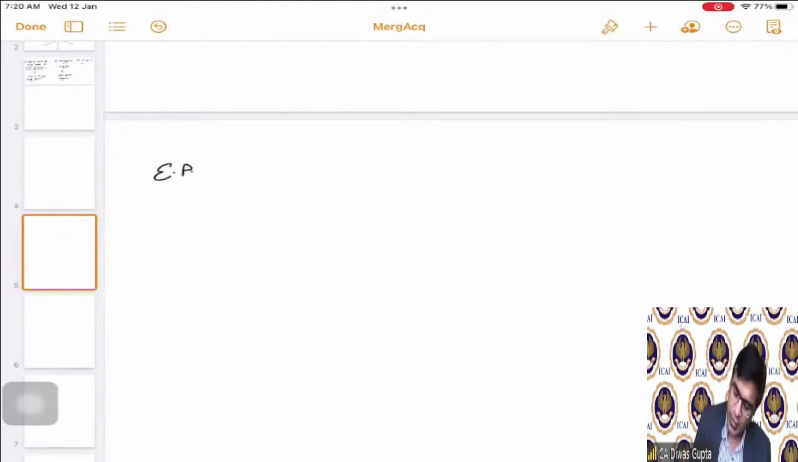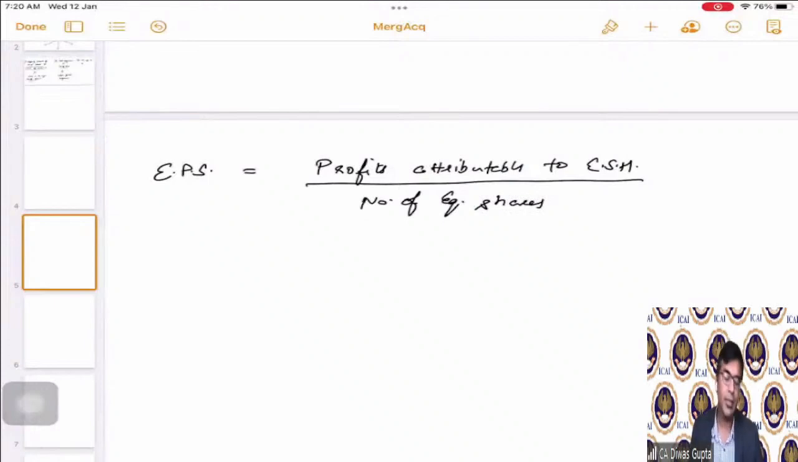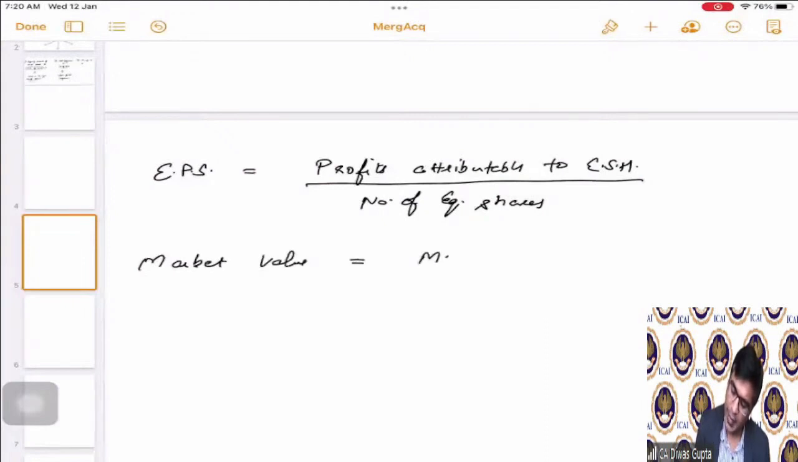So the EPS, how do we calculate EPS? It's very simple: profit attributable to equity shareholders divided by number of equity shares. This is how we calculate the earnings per share, correct? Now, the market value is equal to MPS multiplied by number of shares.